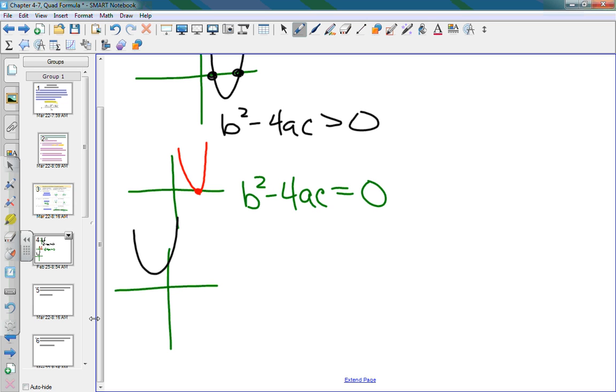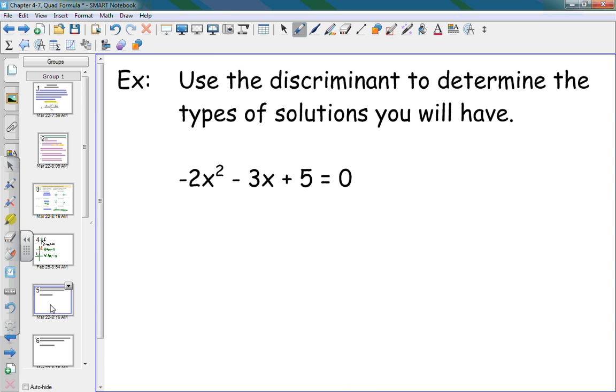And if I give you something that looks like this, you can clearly see it's never going to cross the x-axis. Therefore, what type of roots do you have? Clearly, if it's not going to cross it, that means it's going to be imaginary. If it's going to be imaginary, the only way you can get an imaginary root is if it's less than 0, meaning you have a negative underneath the square root. So let's actually apply this concept. Use the discriminant to determine the types of solutions you will have.